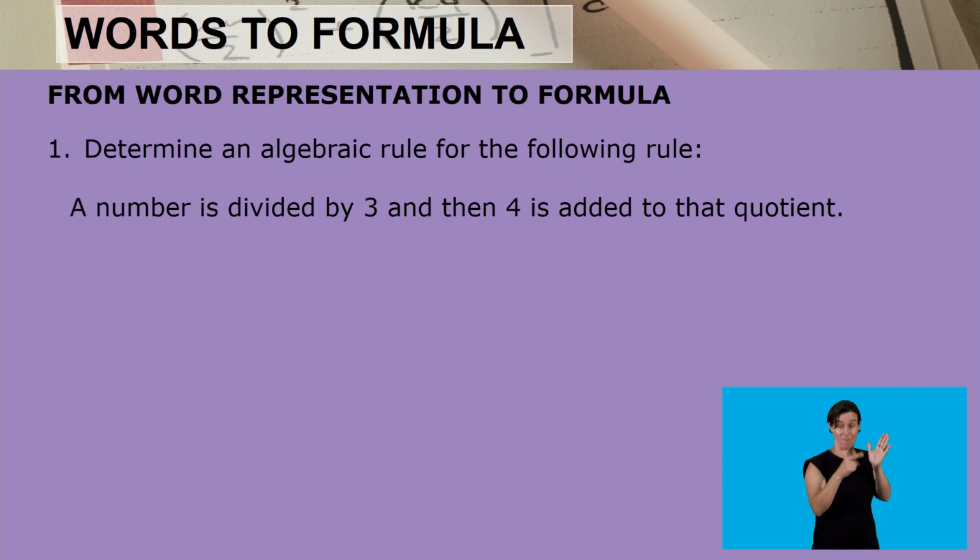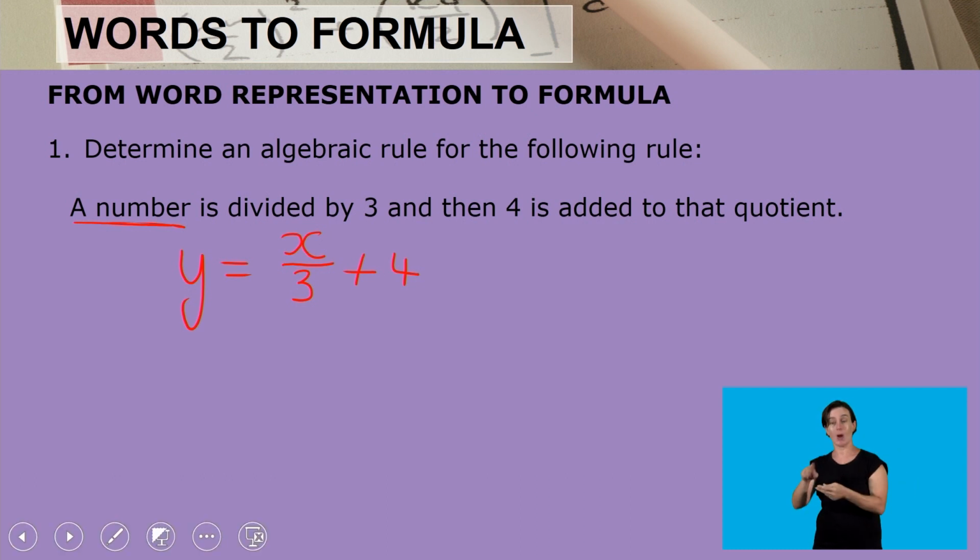It says there a number is divided by 3 and then 4 is added to the quotient. So we know that this rule is going to result in the output. So we are going to use y for the output. And then when we say a number is divided, what number are we talking about? Of course, we are talking about the input value. So a number is divided by 3 and then we are adding 4. So this is us moving from word representation to a formula or an algebraic rule. Let's look at the next one.